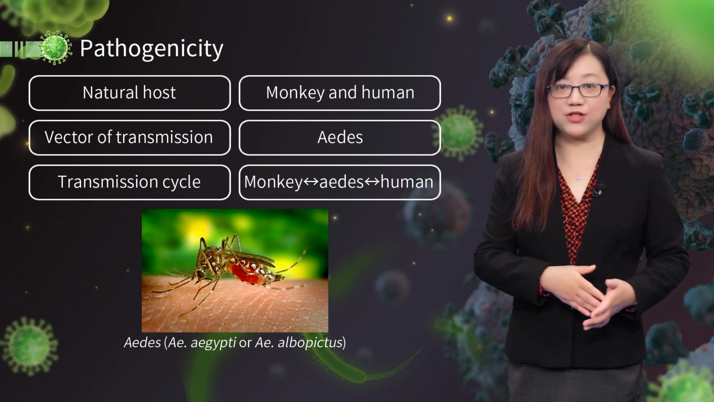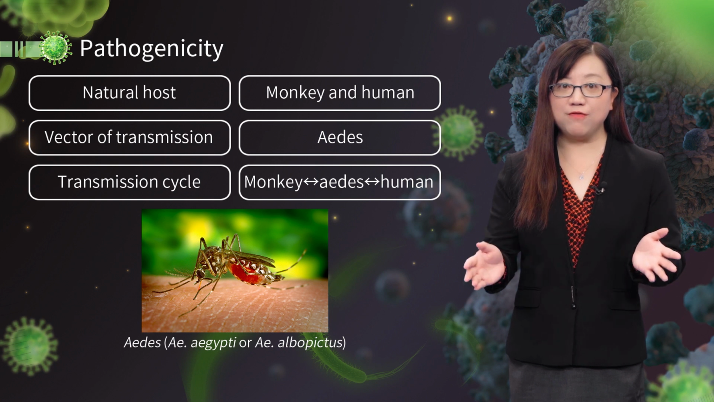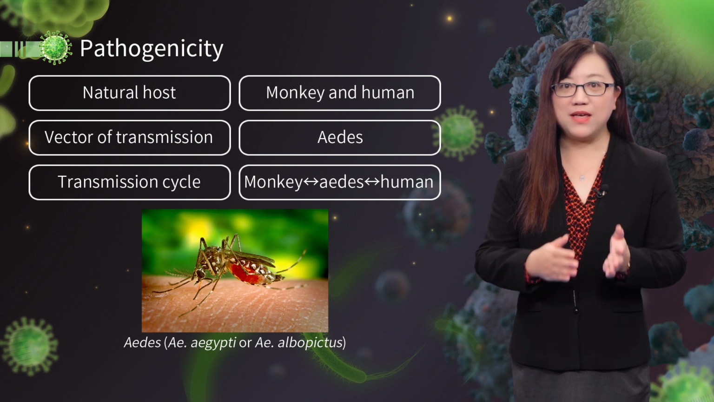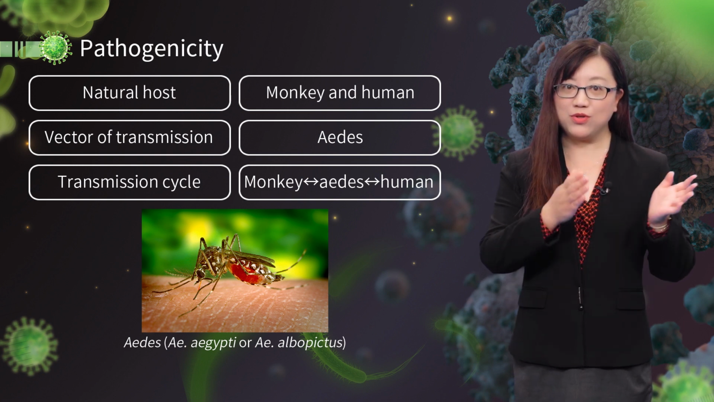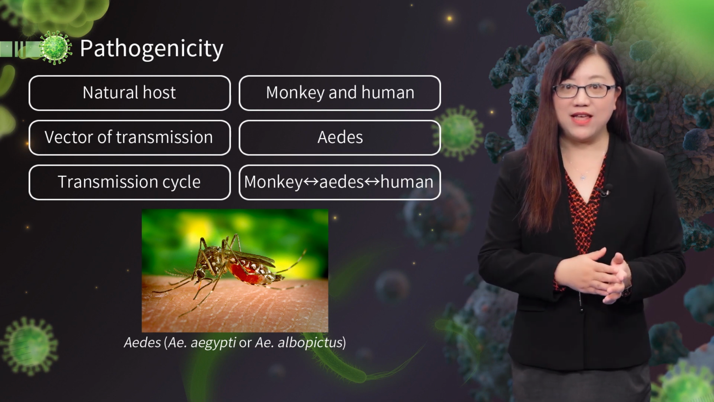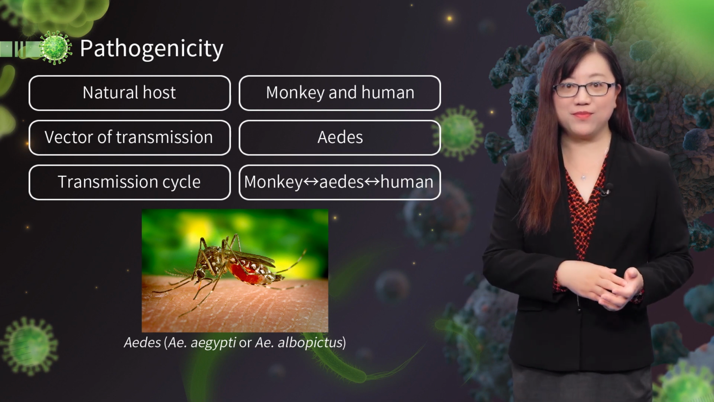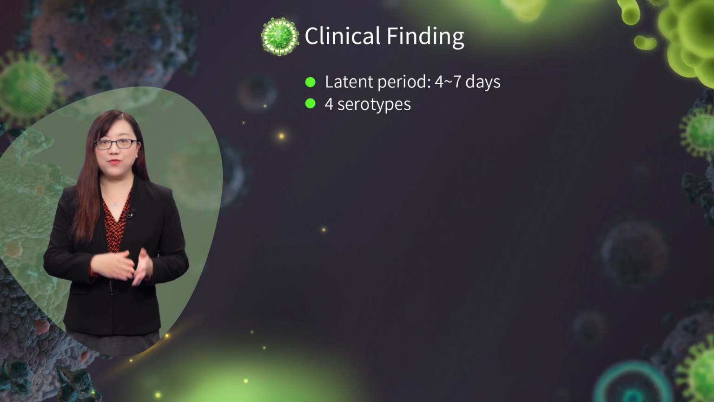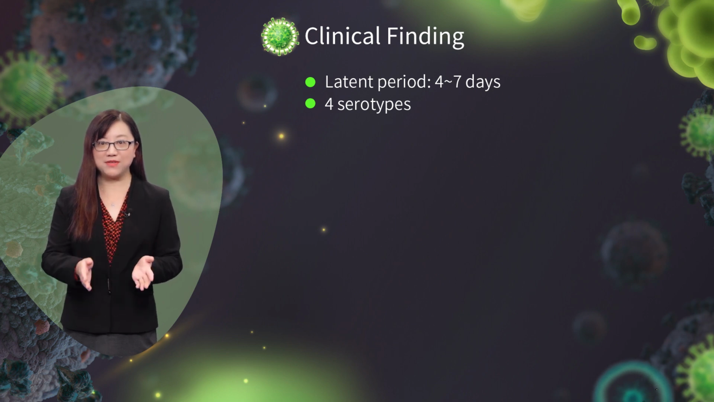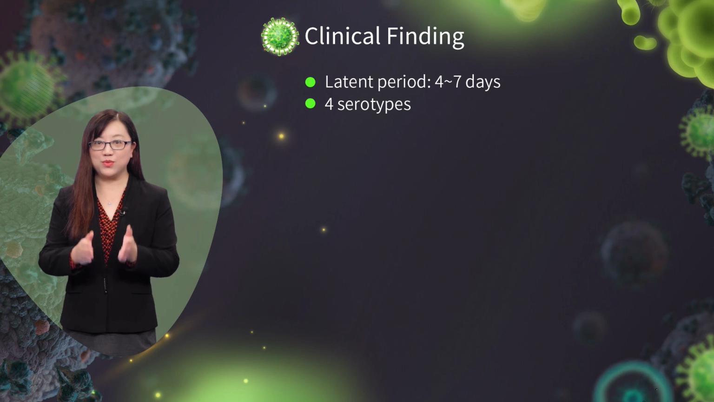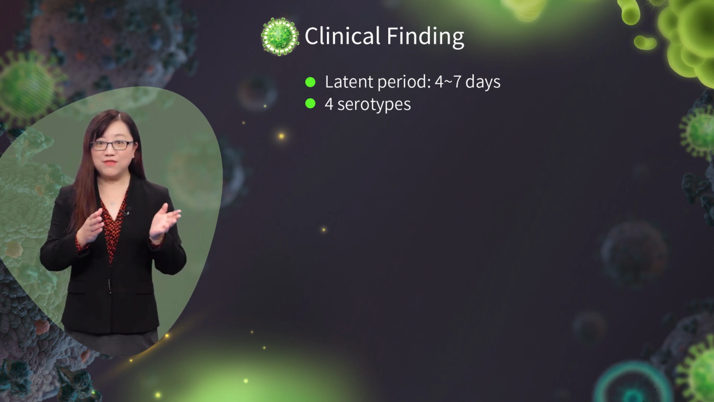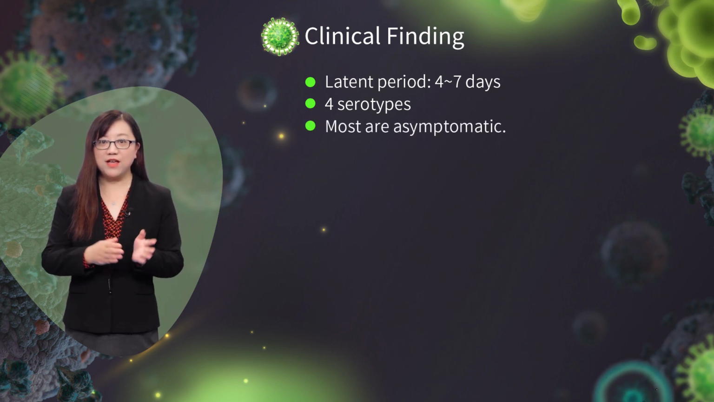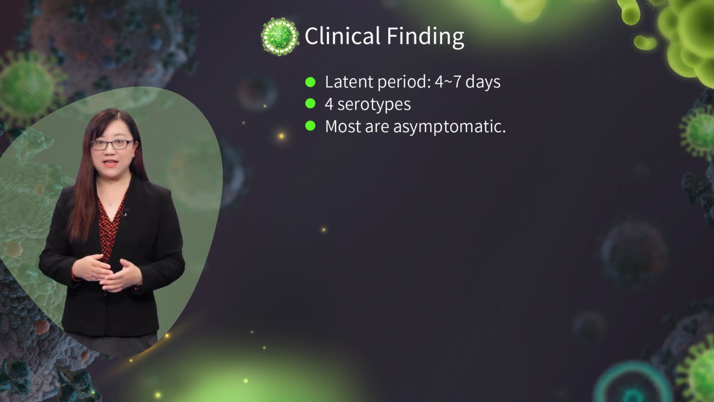also act as vectors. Because of the high level of viremia in an infected person, the virus can be efficiently transmitted between mosquitoes and humans without an amplification host. Latent period is 4 to 7 days. There are 4 distinct dengue virus serotypes: dengue virus 1, 2, 3, and 4, meaning an individual could be infected 4 times. Most of the affected are asymptomatic.